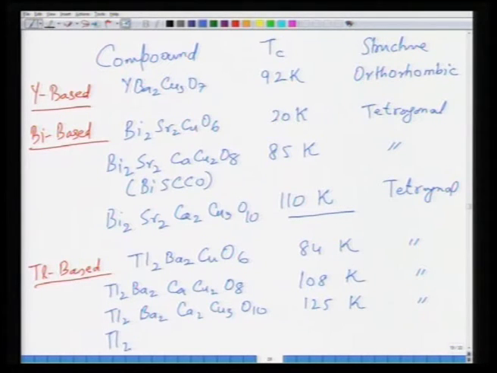And finally, when you make Tl2 Ba2 Ca3 Cu4O12, this decreases the Tc now. Any further addition does not increase the Tc, and this remains at 122 Kelvin or so, roughly similar. Another category that you have is mercury based. Again there you have Hg Ba2 CuO4. Again you can see that all of these are cuprates.